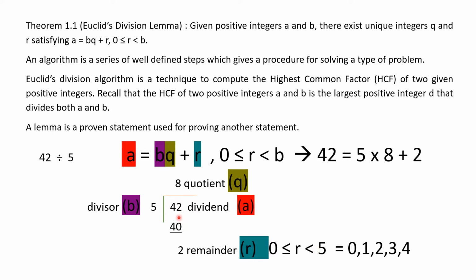Now you take 43, you will get 3 as a remainder, 44 will get 4 as a remainder, 45 you will get 0 as a remainder, 46 you will get 1 as the remainder, 47 you will get 2 as the remainder. So the remainder will be 0, 1, 2, 3, 4, that is less than 5 and greater than or equal to 0. Now going to the next slide.